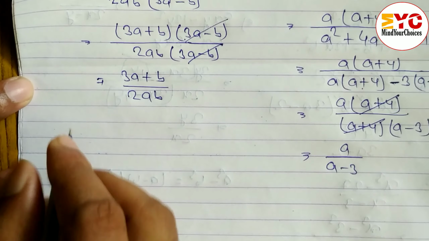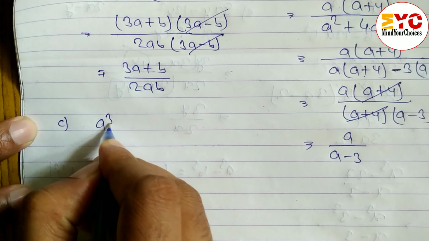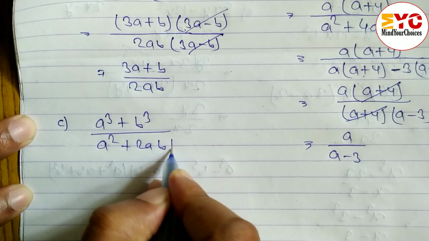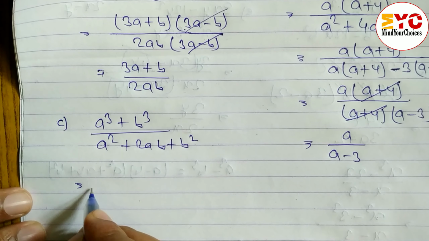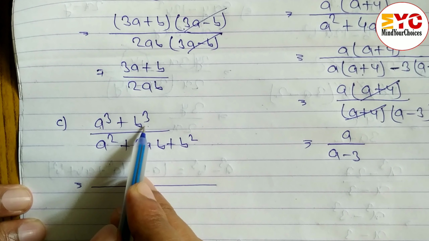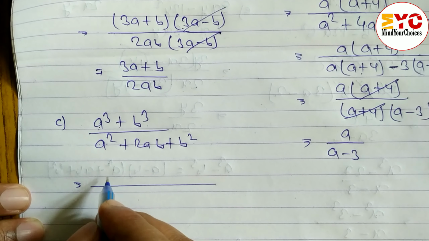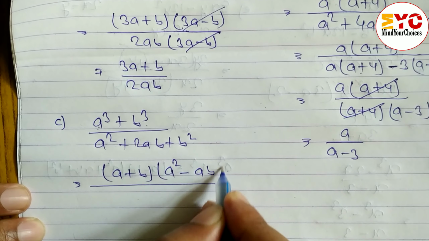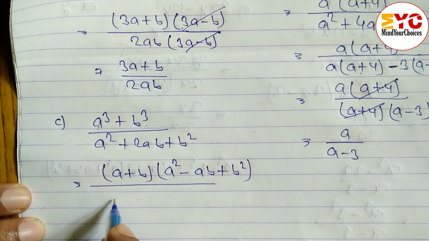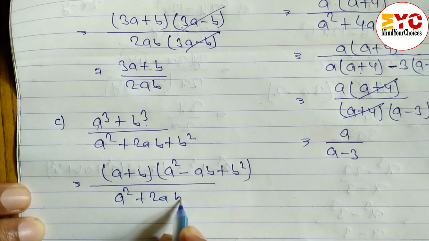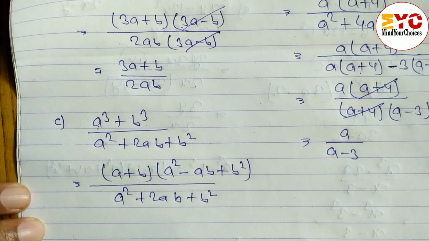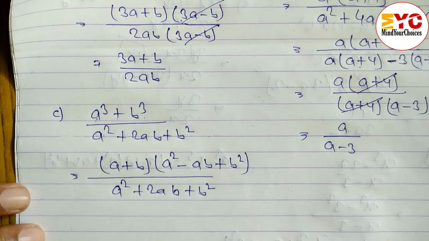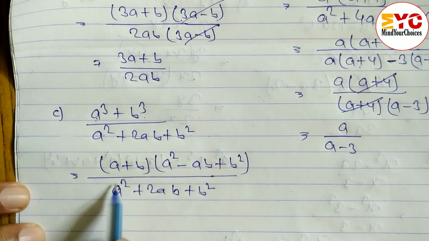Now look at the next question, very interesting, and the question is a cube plus b cube by a square plus 2ab plus b square. Look at this question. Here a cube plus b cube, so we have to use the formula of a cube plus b cube. What is the formula of a cube plus b cube? (a plus b)(a square minus ab plus b square). And here the denominator a square plus 2ab plus b square. So can we cancel anything here? We cannot cancel. Can we cancel here? No. But look at the denominator, what is there?